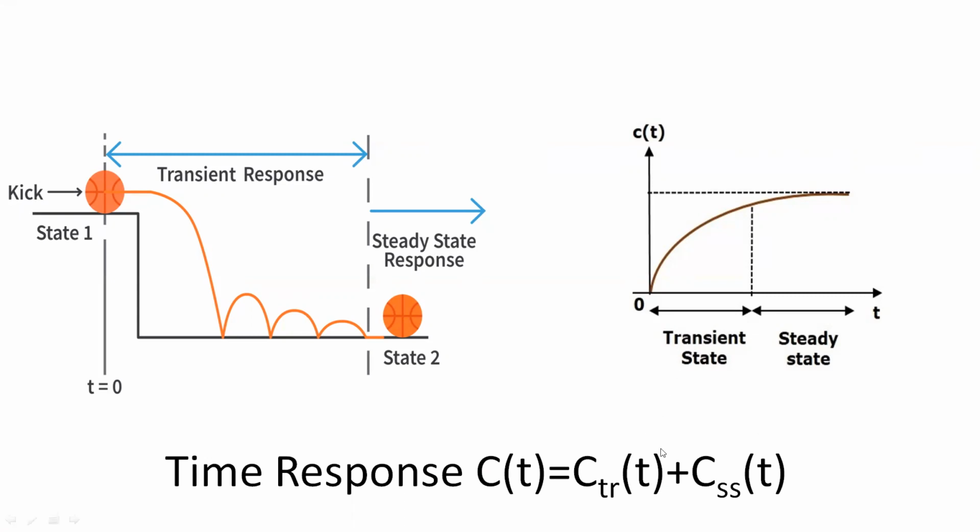Here, both the transient and steady state responses are indicated. The responses corresponding to these states are known as the transient and steady state response. Mathematically, we can write c(t) equal to c_tr(t) plus c_ss(t), the transient response plus the steady state response with respect to time.